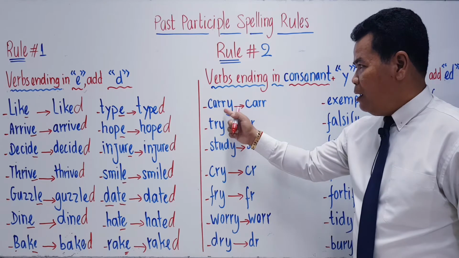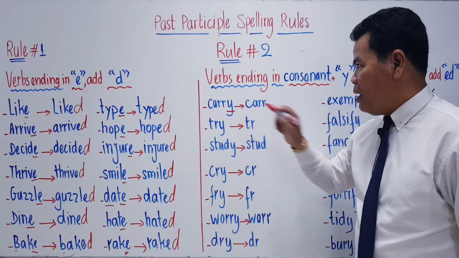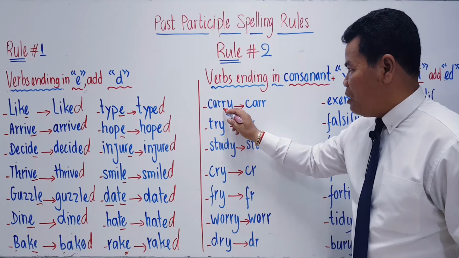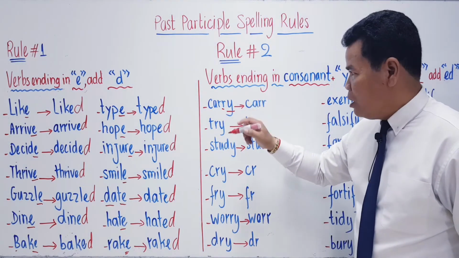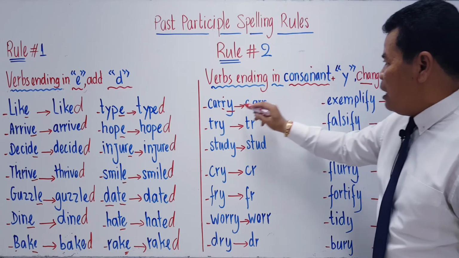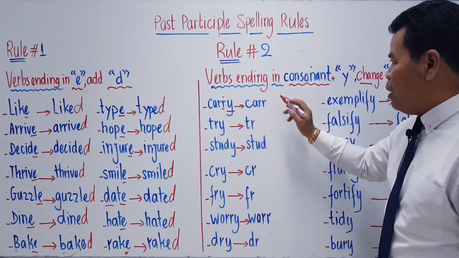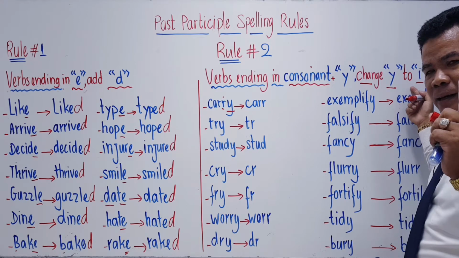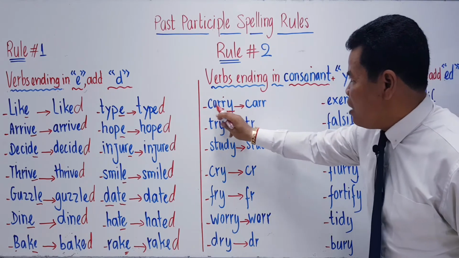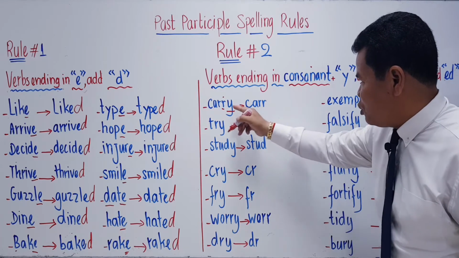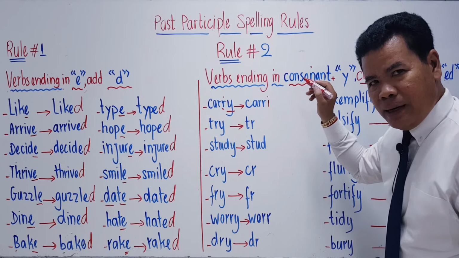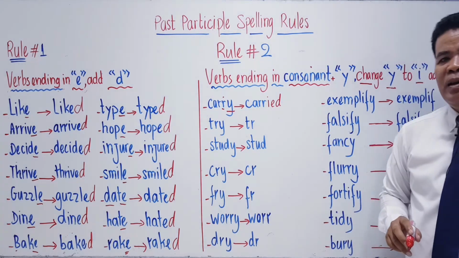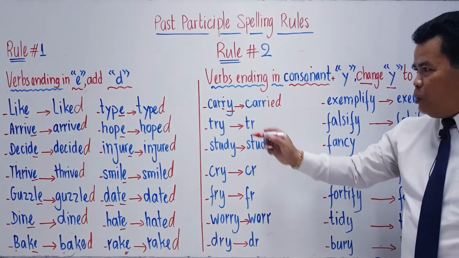Carry. Okay? Y at the end of the verb carry. On the other hand, in front of the Y in carry, we have R, which is a consonant. So R is a consonant, and Y over here, that's why you have to change letter Y to letter I. And don't forget ED at the end. So, carry, C-A-R-R, and then change Y to I. Understand? Lastly, ED. Carried. Okay? Let's go to another example.